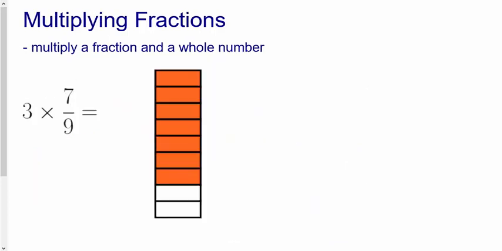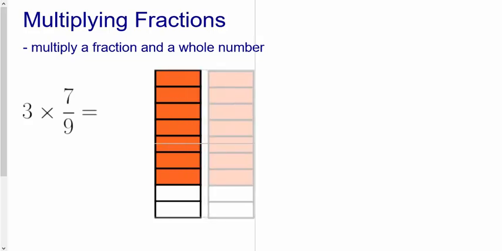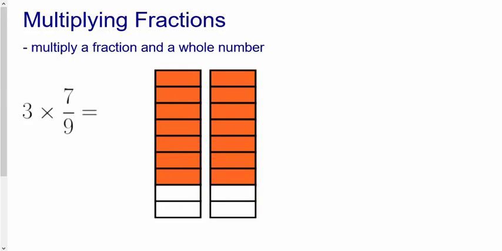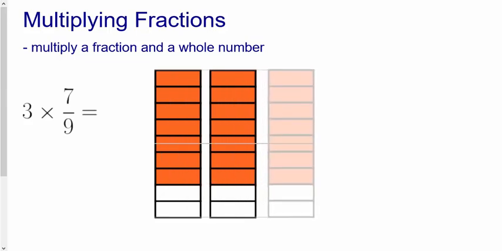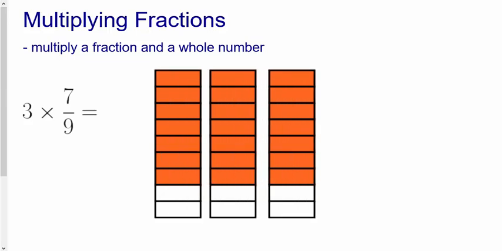All right, let's look at this next problem. It's 3 times 7/9. You see we have the model here of 7/9. 7 out of the 9 rectangles are filled in, but I need 3 of these models here. So there's 2, and here's 3. If I count up all of the individual rectangles, I'll see that there are 21 of them. And each of those rectangles represents a ninth of the figure. So there are 21 ninths.